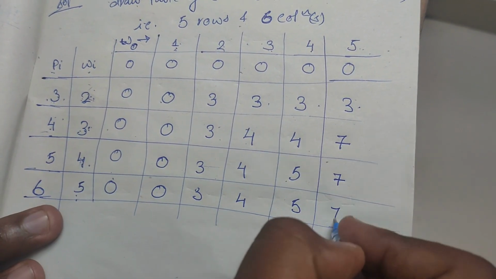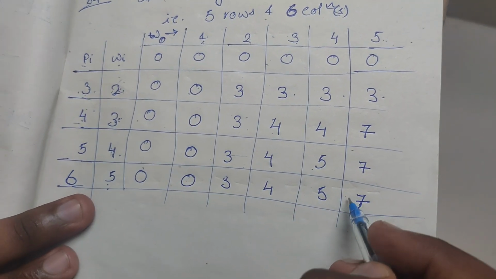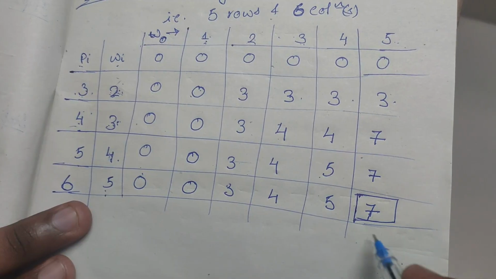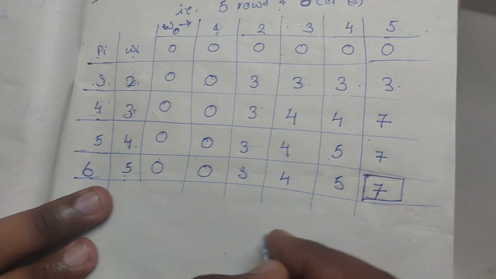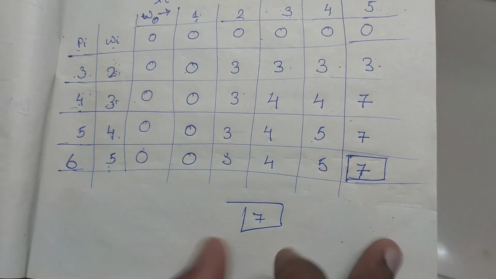So here 7. Now our solution is that the element which is present in this extreme corner is our optimal solution, or the maximum profit. Therefore the answer is 7. For this problem the answer is 7.